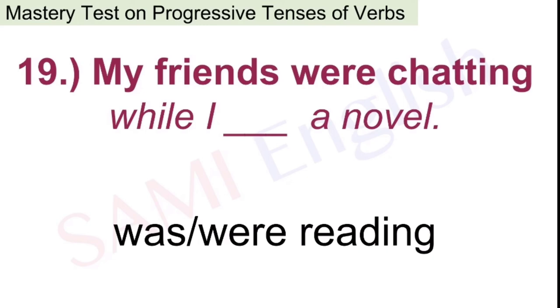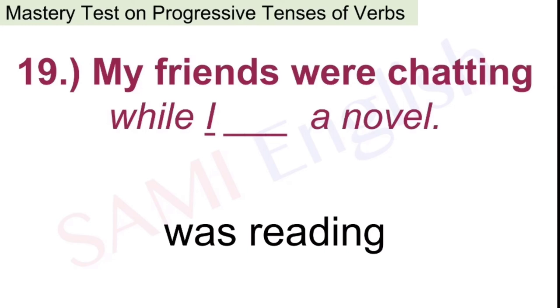We're chatting. Nangyari ito in the past. So, yung isang action dapat ay gamitan din natin ng past progressive tense of the verb. So, the answer is, was reading. Was dahil I is singular, okay? My friends were chatting while I was reading a novel.